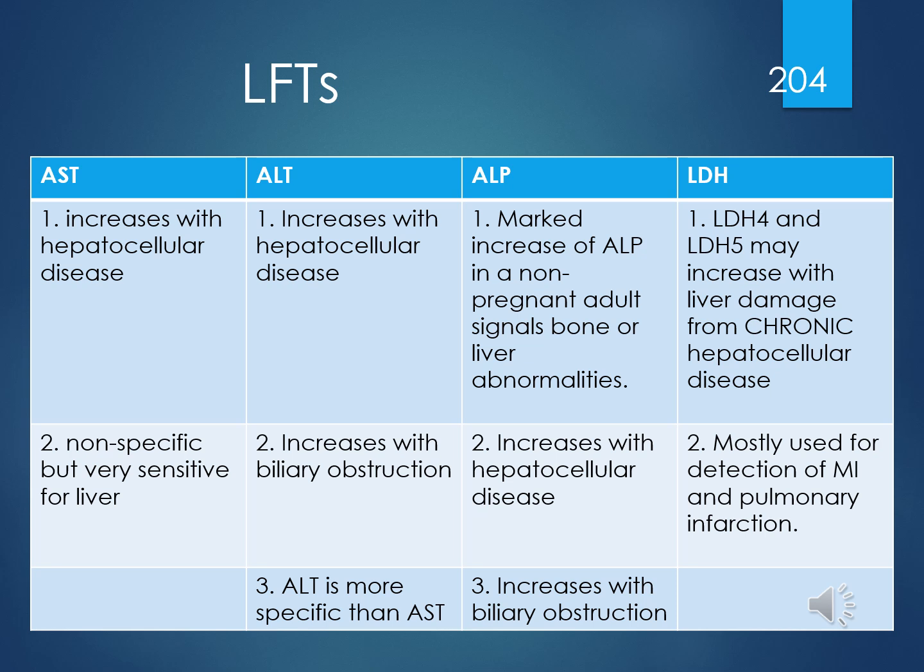Here's a nice chart for you of different liver function tests. AST is very sensitive, but not specific. ALT is going to be more specific than AST, and it also increases with biliary obstruction. ALP, a marked increase of ALP in a non-pregnant adult signals bone or liver abnormalities. And LDH is going to be more related to chronic hepatocellular disease.